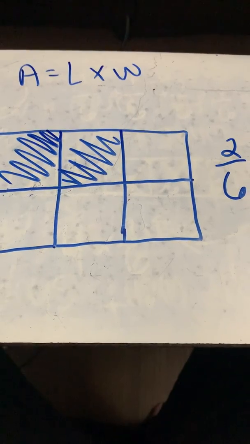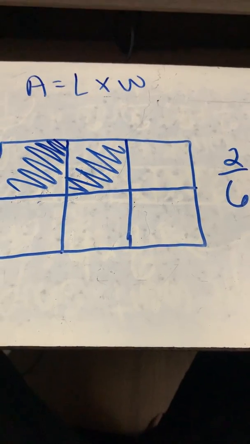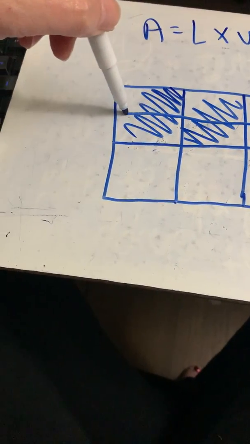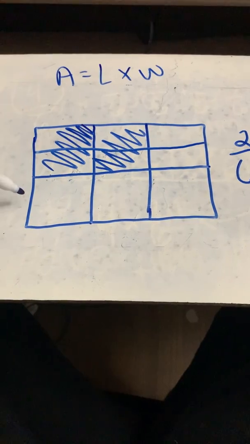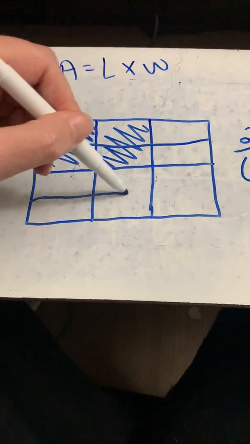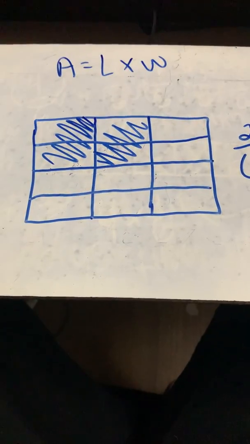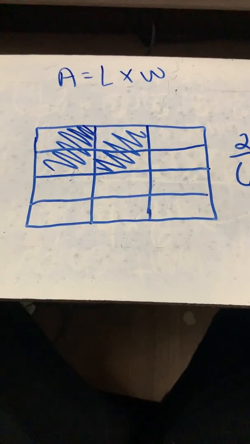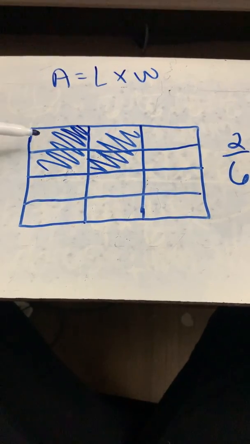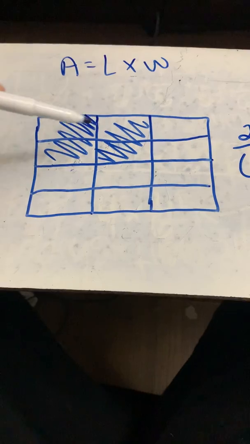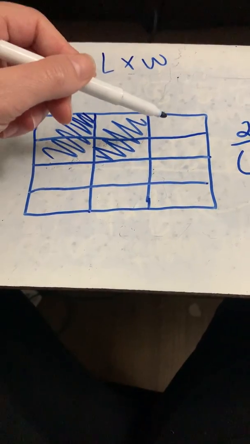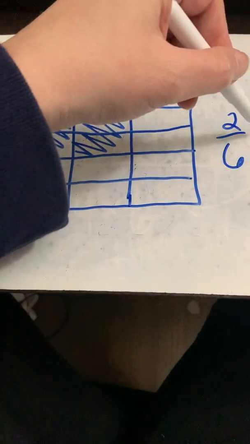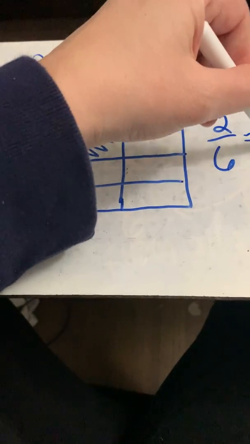So for this, I am going to partition the area model again to find an equivalent fraction. I'm just going to draw another line like that. See how I'm partitioning it. And now I'm going to draw another line. So now I'm going to see what my new denominator is going to be. 1, 2, 3, 4, 5, 6, 7, 8, 9, 10, 11, 12. Okay, so my new denominator is 12.